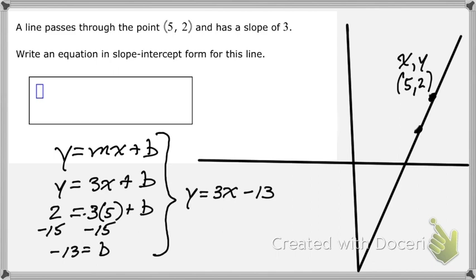Okay, and looks like that's it. So there is a review of some linear operations. Always the idea is that we are able to find the equation of the line, or we are able to graph the line.